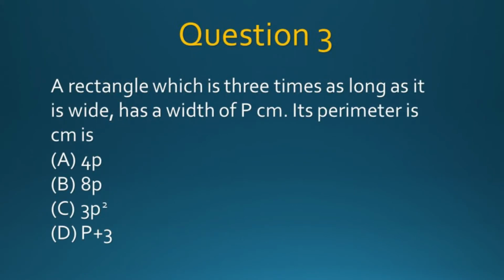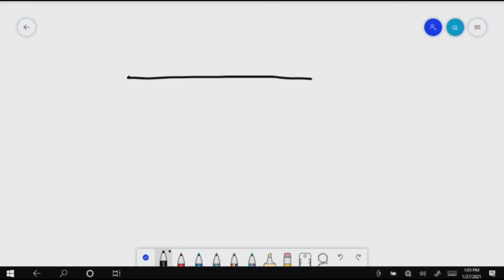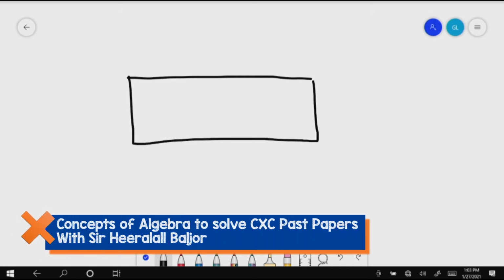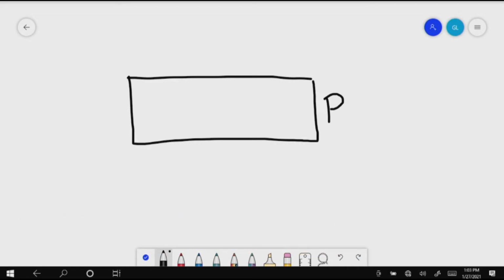A rectangle which is 3 times as long as it is wide has a width of p cm. Its perimeter in cm is? Interesting question. Now, in algebra, as much as we like to write things in symbol form, there are times we need to draw and write what the question says to really give us a clearer picture. If we're talking about a rectangle, it has a length and a width.